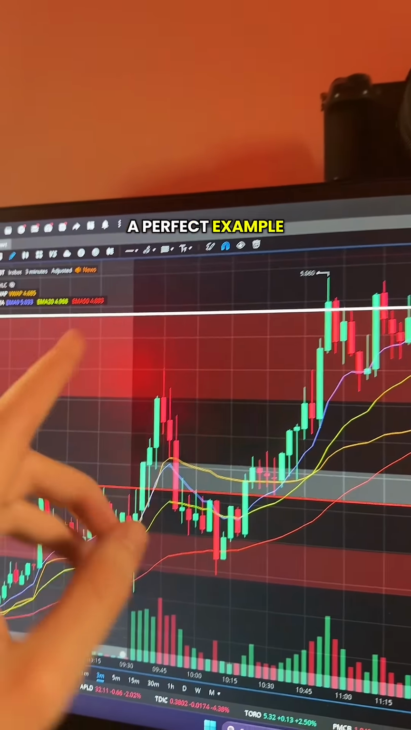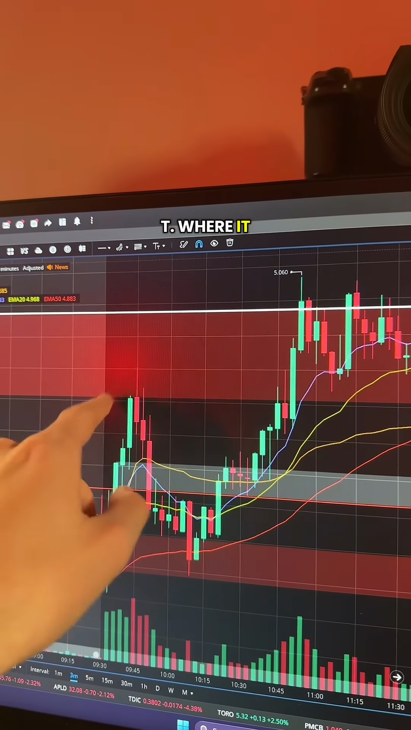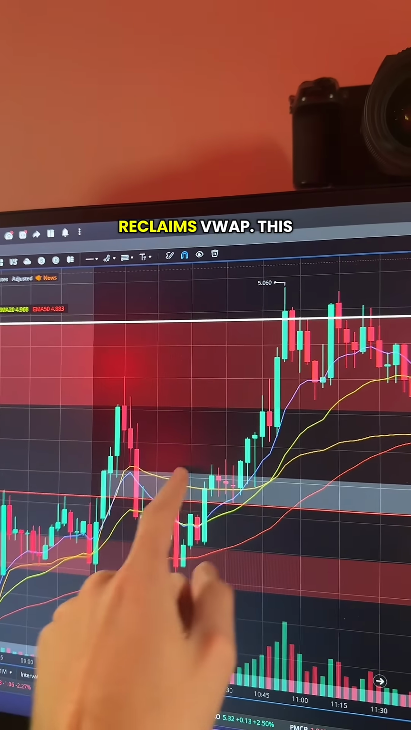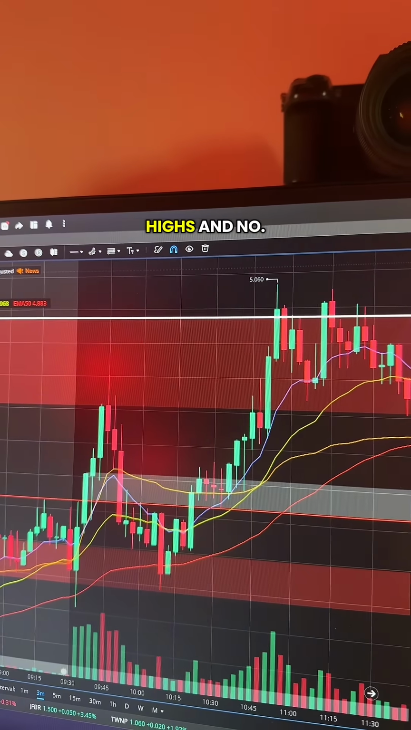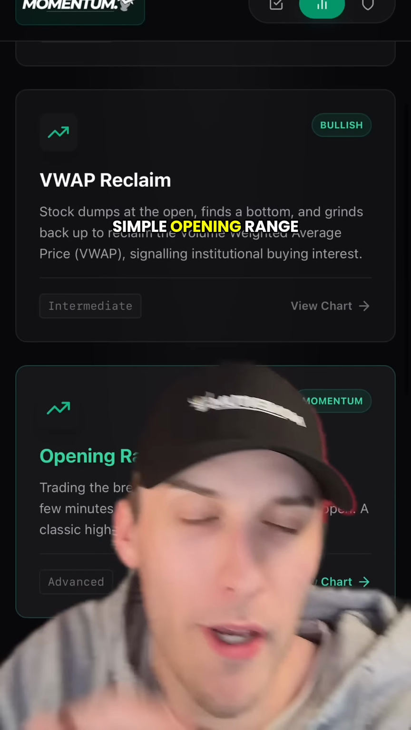This is actually a perfect example from my top stock today, IRBT, where it flushes off the high of day, reclaims VWAP, this orange line right here, puts in place that bottom, and then of course makes that next leg through highs. And number 3 is the simple opening range breakout.